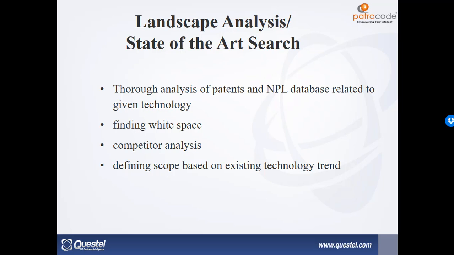Now, finally, we come to the last type of search that we do, that is landscape analysis or the state of the art search. This is generally a very broad search. You can see a technology is taken, and we do a very broad analysis in this type of search. Now, when we are talking about the scope, as I told, it is different for different types of searches. So in this case, the scope of the search is broader, and we do a thorough analysis of the patents and NPL database, which is related to the given technology.